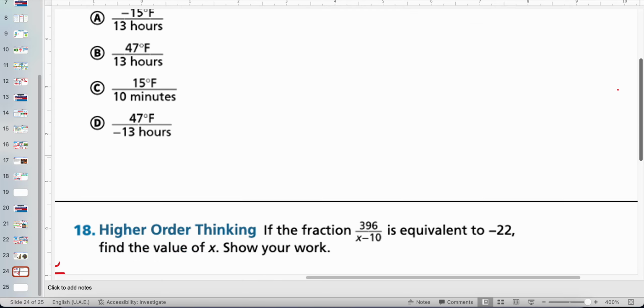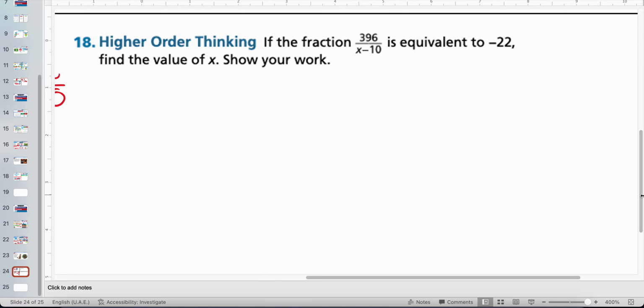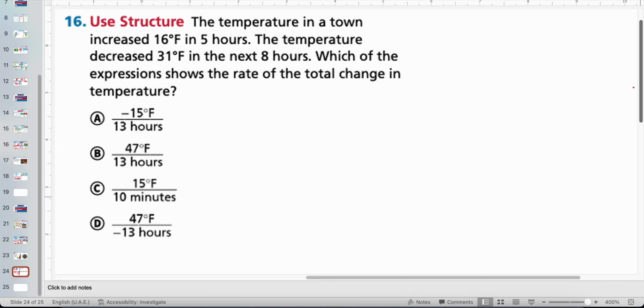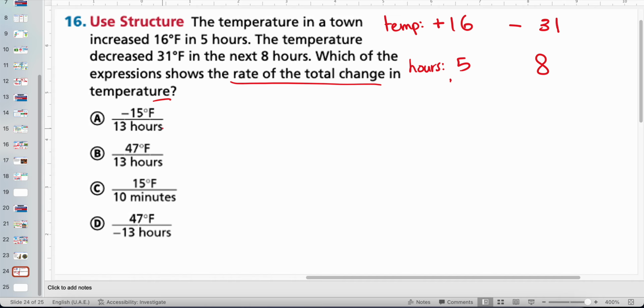This is kind of challenging. I think we need to do this one first. Okay, the temperature in town increased 16 in 5 hours. Then it decreased 31 in the next 8 hours. So which of these expressions represents the rate of change in total temperature per hour?